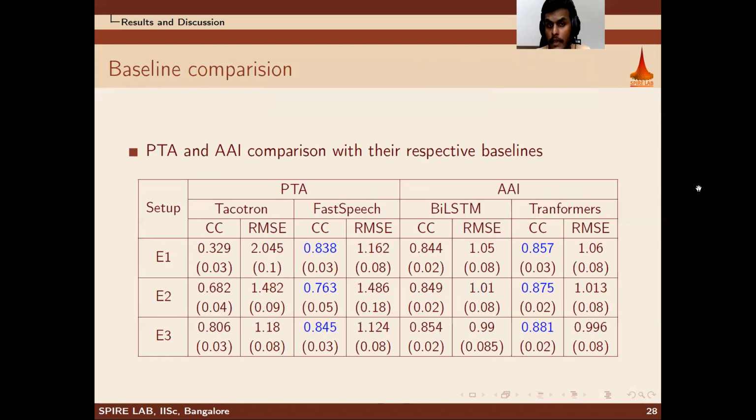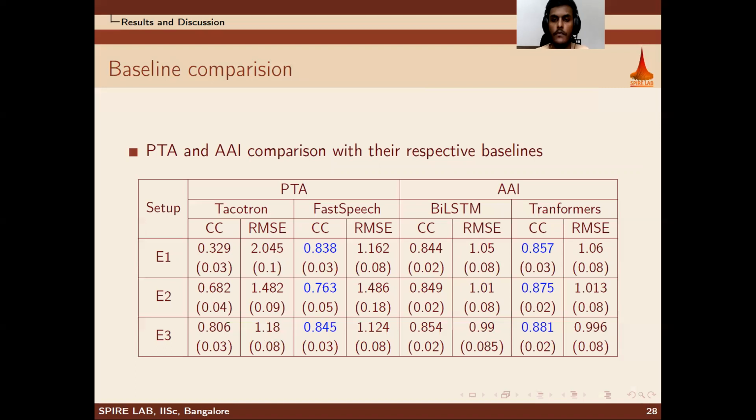Now looking at the baseline comparisons, let us first look at the PTA baseline comparison between Tacotron and FastSpeech. Here we find that for setup E1, FastSpeech has a lot of improvement over Tacotron, and this can mainly be attributed to the explicit duration predictor in FastSpeech, whereas Tacotron uses an alignment to learn the duration model, and this needs a lot of data to train from. Now looking at setups E2 and E3, we find that there are still improvements in the FastSpeech results in this case as well.